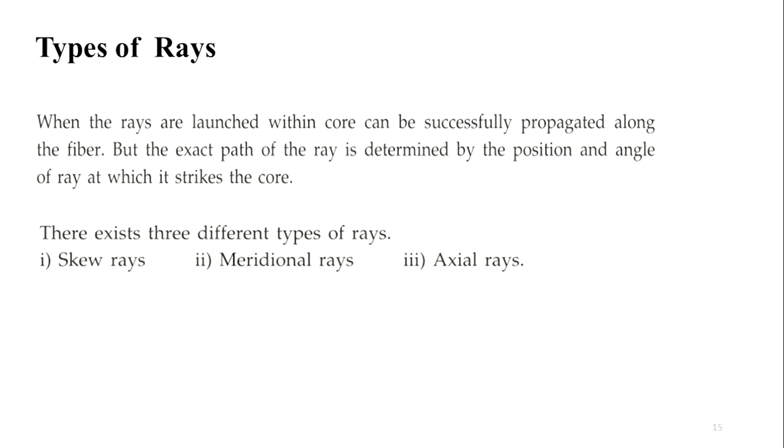And coming to the basics, we have three types of rays involved in this. The three different rays are, first, skew rays, second, meridional rays, and third, axial rays. Skew rays are the rays that will never touch the axis of the fiber. They will not lie in a single plane, hence it is very difficult to analyze. Meridional rays are the rays that pass through the axis of the fiber, and they lie in a single plane, hence it is easy to track the signal. And then axial rays, which are the rays passing along the axis of the fiber. These are the three different types of rays.